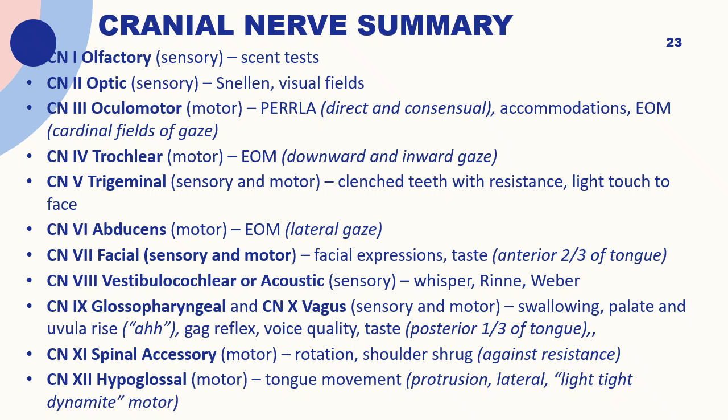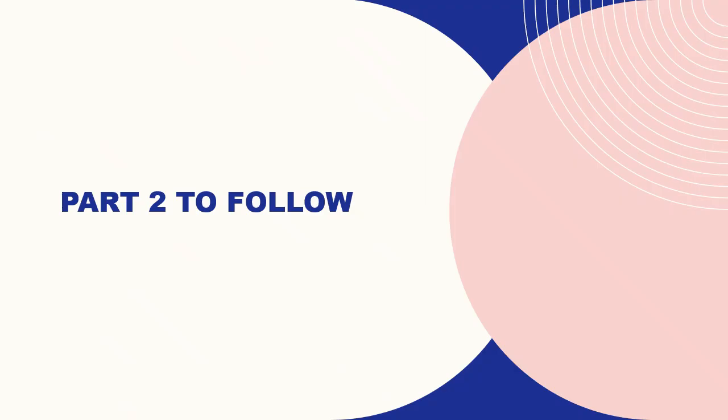Cranial nerve 11, the spinal accessory nerve, a motor nerve tested with head rotation against resistance and shoulder shrug against resistance. Cranial nerve 12, the hypoglossal nerve, a motor nerve tested with tongue protrusion, lateral movement, and articulation of light, tight, dynamite. Part 2 to follow.